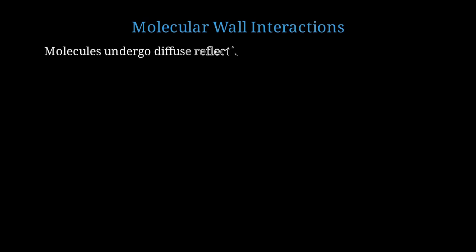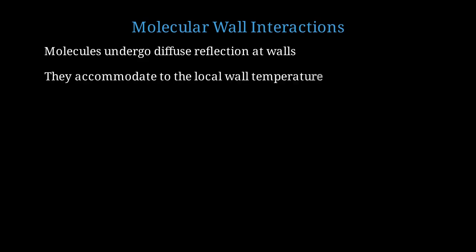In most practical situations, molecules undergo diffuse reflection at the walls. They hit the wall and bounce off in random directions. Crucially, during this collision, molecules tend to accommodate to the local wall temperature. They leave with velocities characteristic of that wall temperature.